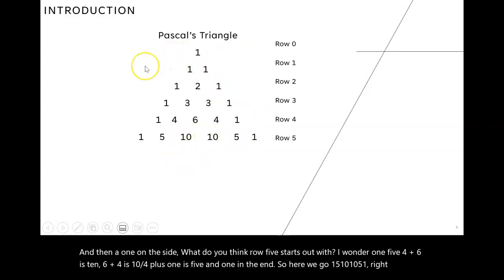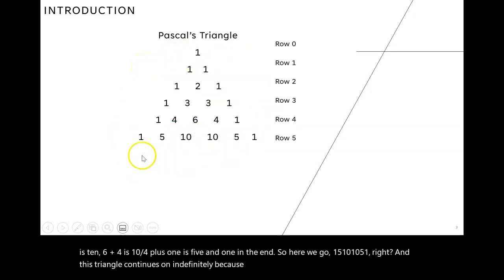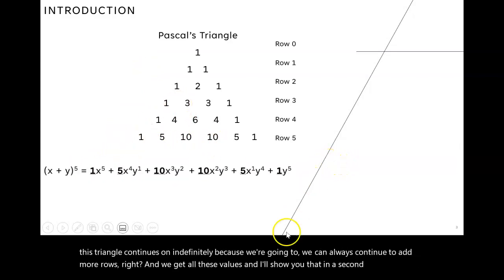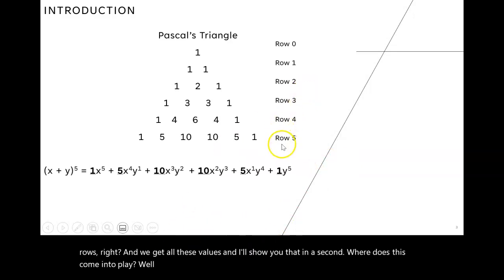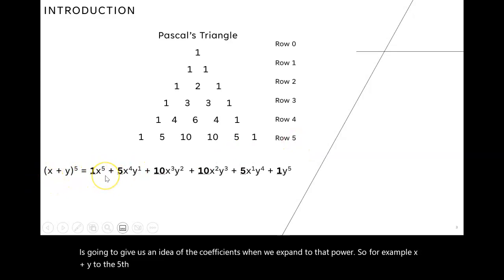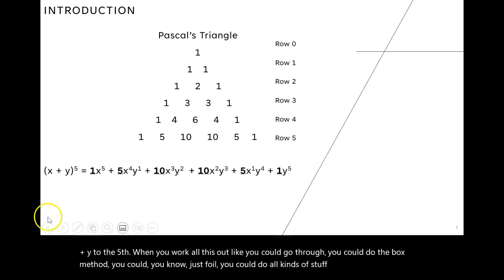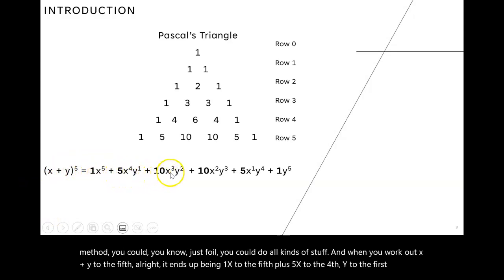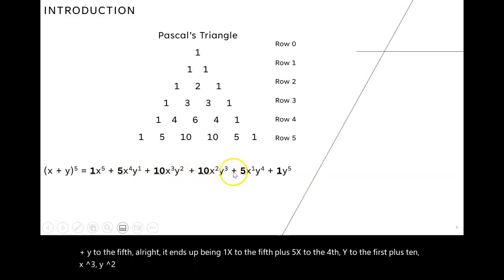All right, and this triangle continues on indefinitely because we can always continue to add more rows, right? And we get all these values, and I'll show you that in a second. Where does this come into play? Well, the row that we're on is going to give us an idea of the coefficients when we expand to that power. So for example, x plus y to the 5th: when you work all this out, you could do the box method, you could just FOIL, you could do all kinds of stuff. And when you work out x plus y to the 5th, it ends up being 1x to the 5th plus 5x to the 4th y to the 1st plus 10x cubed y squared plus 10x squared y cubed plus 5x to the 1st y to the 4th plus 1y to the 5th.